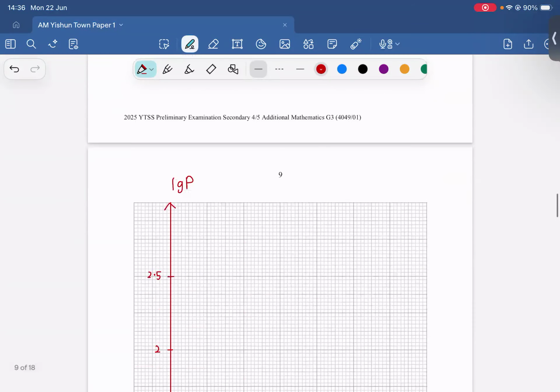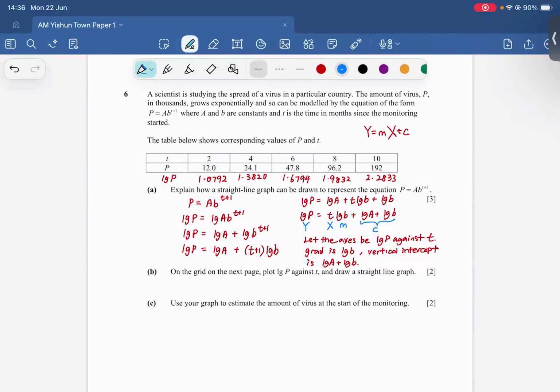And how do I know what the y-intercept is? You can see this to this is like add 0.3. This to this is again add another 0.3. This to this is again add another 0.3. So I suspect the y-intercept to be around 0.7 something. Okay, that's why I start from 0.5. If you start higher than that, then the y-intercept is not on the graph, and it's more difficult when you try to find your unknown.